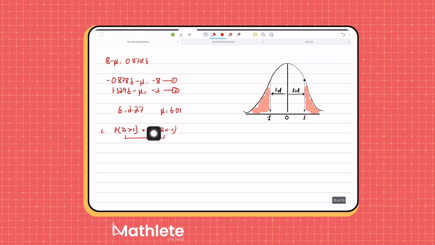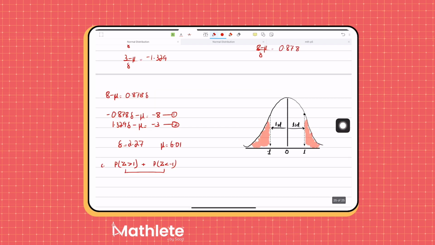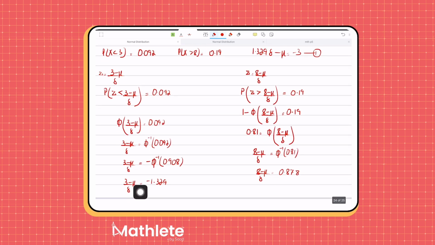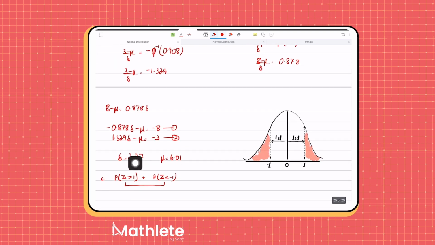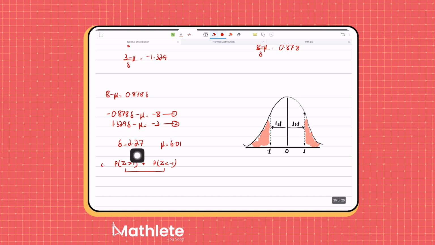So what we have to find out is the probability of z being greater than 1 and the probability of z being less than -1. Now there are two ways that you can go about it. You can first find the probability using the z table and then multiply it by the number of leaves, or you can first find out the two ranges, using the mean. We worked out the mean, 2.27 or 6.01. So here's what you can do.